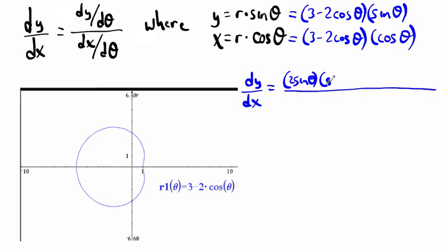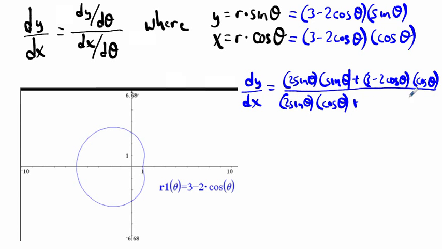It's the derivative of the first times the second, plus the first times the derivative of the second, over dx d theta. Dx d theta is the derivative of this with respect to theta. Well, that's a product rule problem. 1 prime 2 plus 2 prime 1.